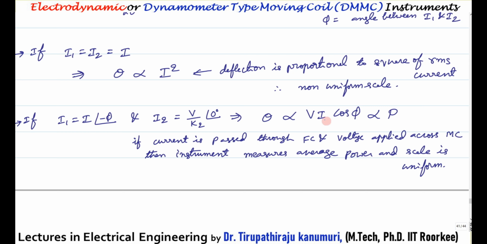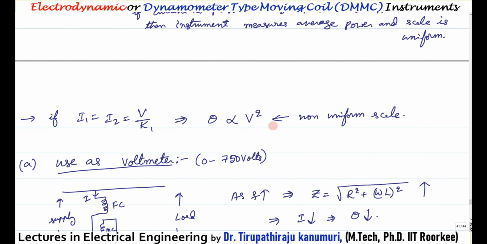So what is Vrms into Irms into cos phi? We know that is nothing but equal to average power. So if the current is passed through the fixed coil and voltage is applied across the moving coil, then the instrument measures the average power. As it is measuring the average power directly, theta is proportional to the power, or otherwise P is proportional to theta. So it will have a uniform scale for measurement of power.